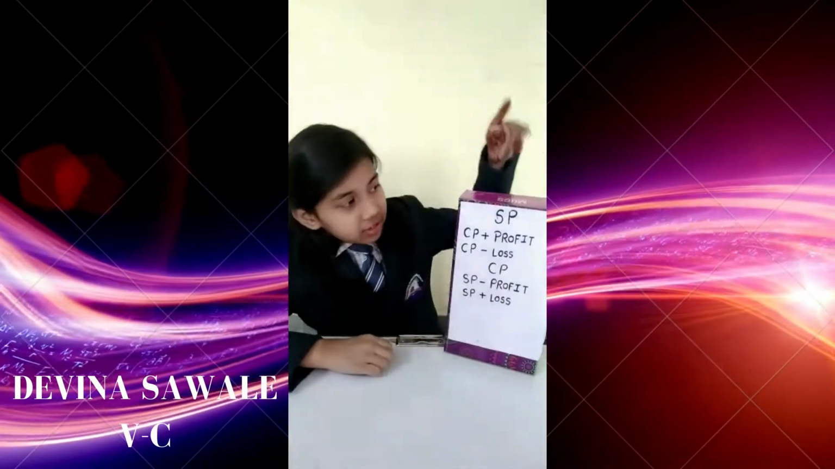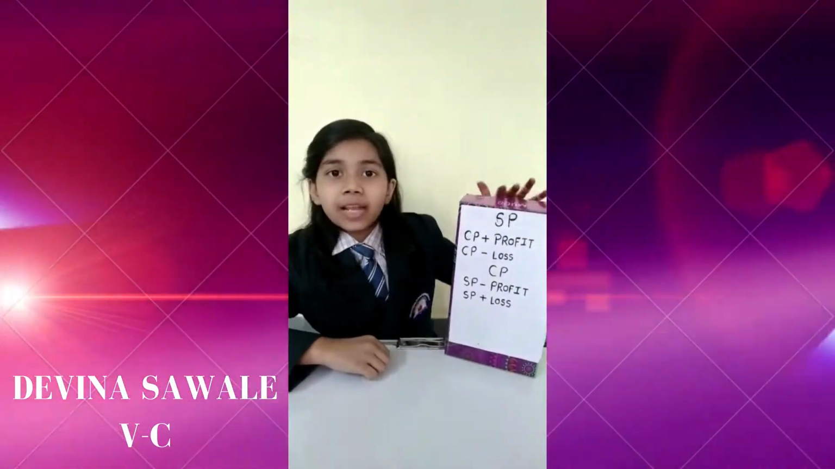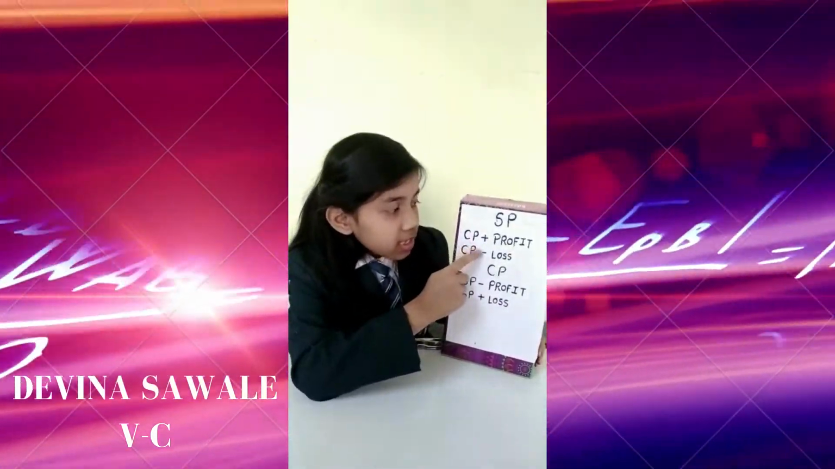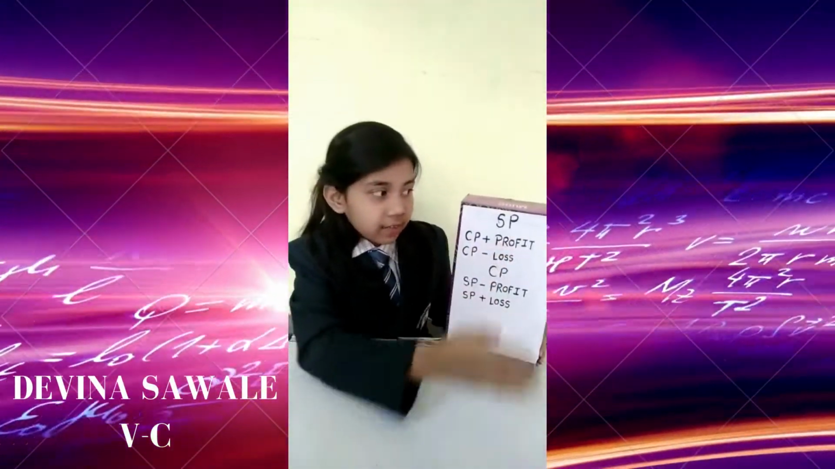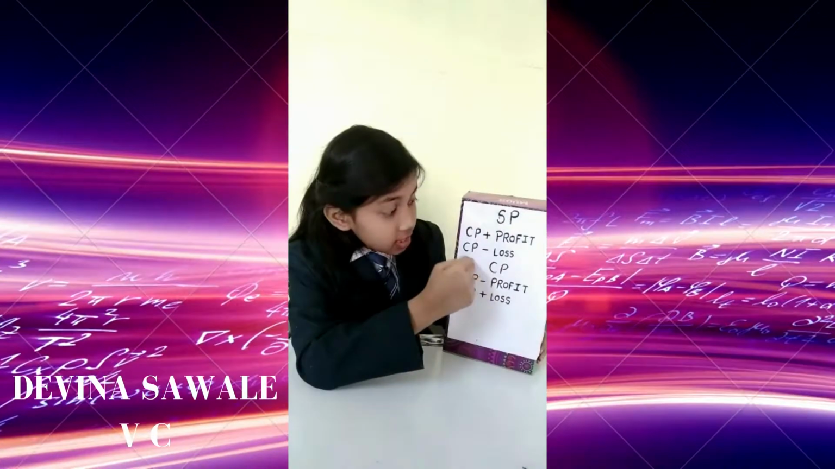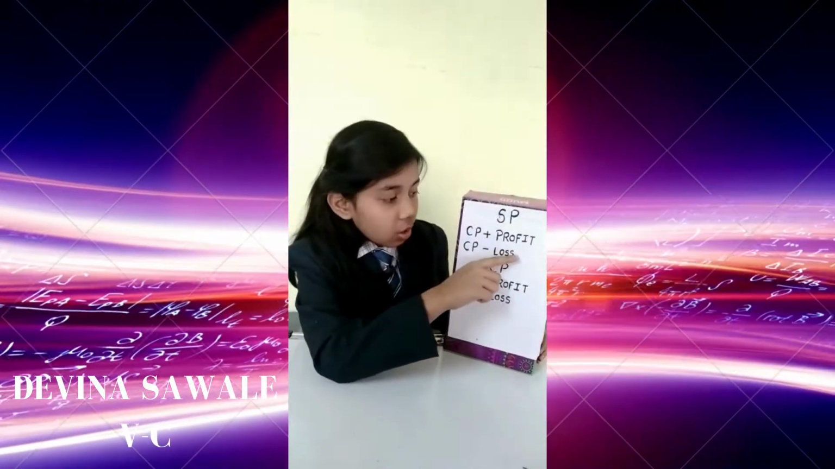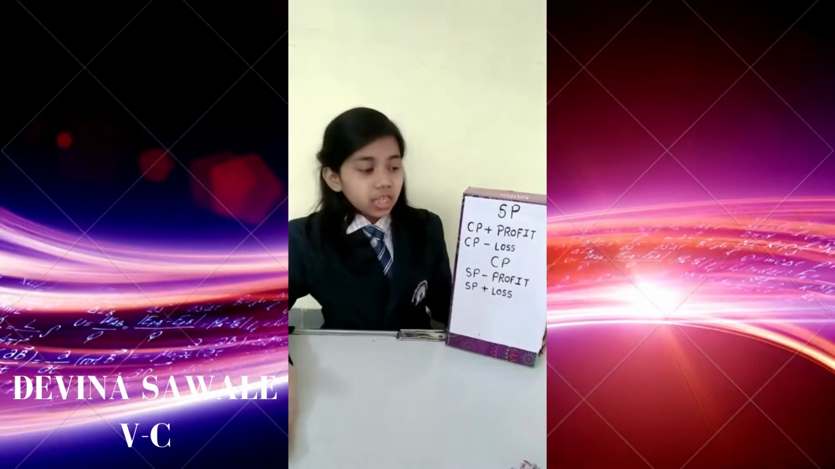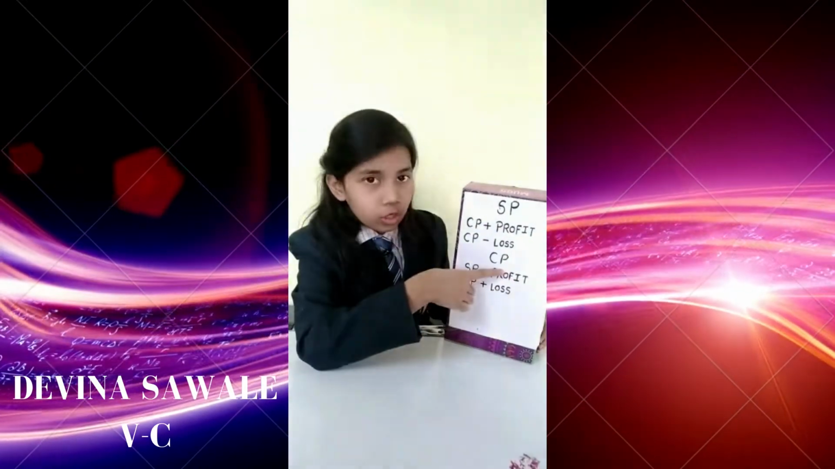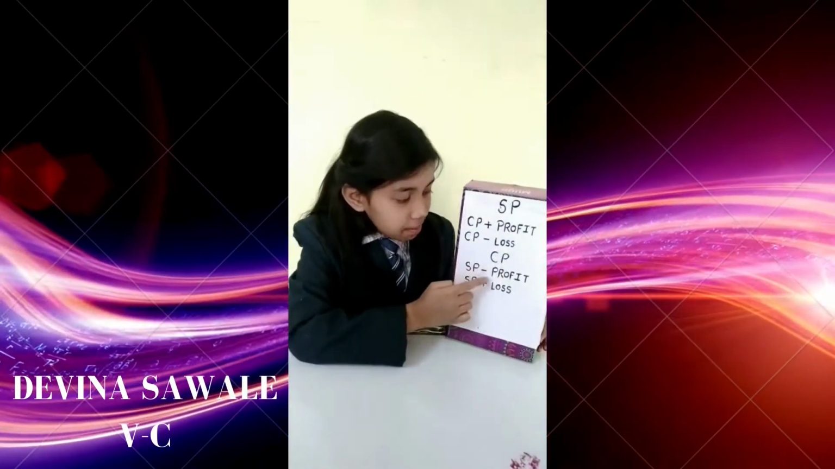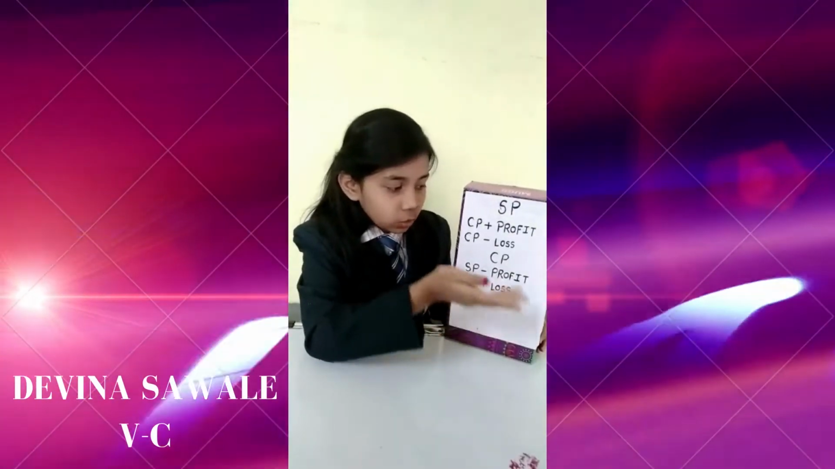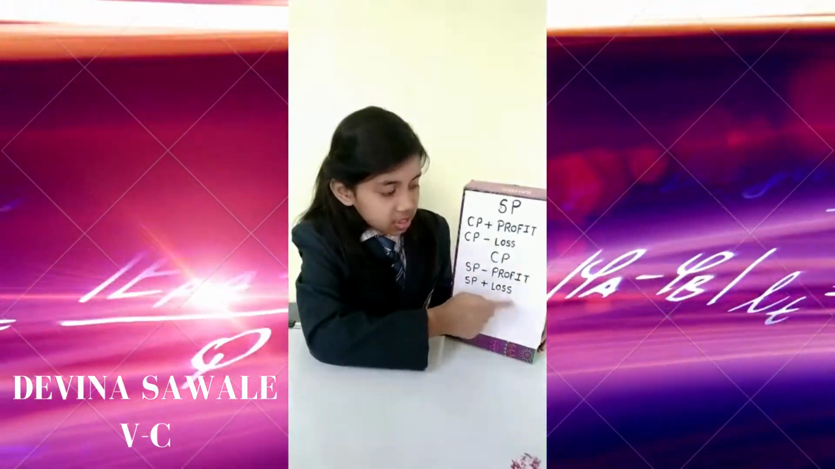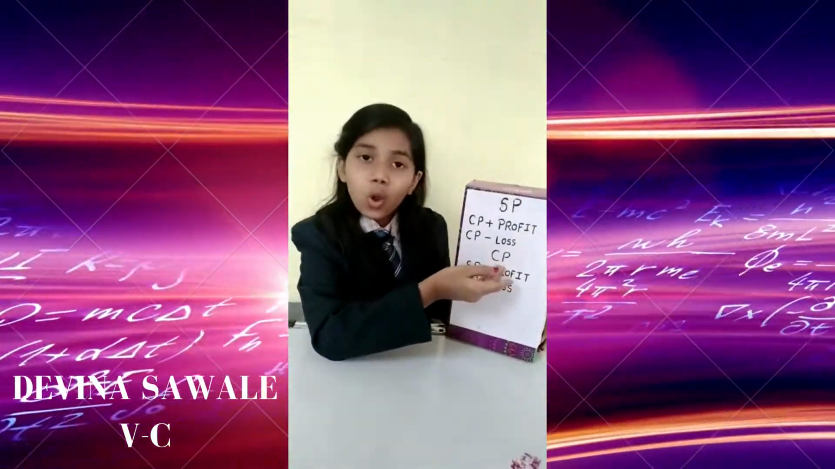So here I will tell you the formulas of selling price and cost price. Cost price plus profit is equal to selling price, and cost price minus loss is also equal to selling price. Now, I will tell you the formula of cost price. Selling price minus profit is equal to cost price, and selling price plus loss is also equal to cost price.